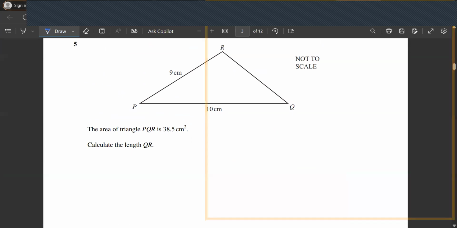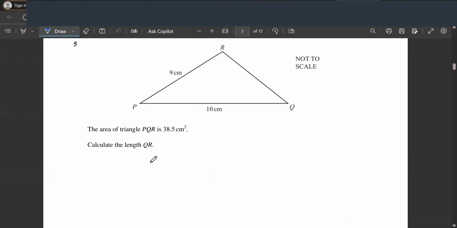What do you think I should do? We can find the angle, then find the side. So how could I find the angle?